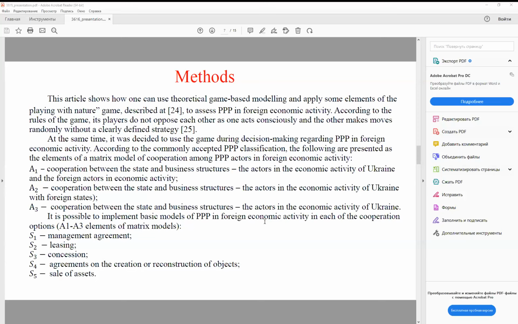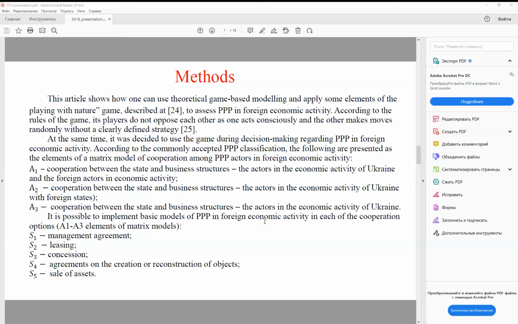And according to the commonly accepted PP classification, the following are presented as the elements of the matrix model of cooperation among PP actors in foreign economic activity. A1 is cooperation between the state and business structure, the actors in the economic activity of Ukraine, and the foreign actors in economic activity. A2 is cooperation between the state and business structure, the actors in the economic activity of Ukraine, with foreign states.